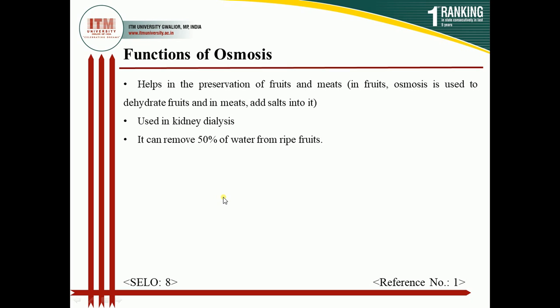In this, the cell has a higher water content compared to the outside, so in this process the water comes out from the cell into the outer solution. And an isotonic solution is an equilibrium stage where the concentration of water inside and outside are equal, so there is no movement of water.